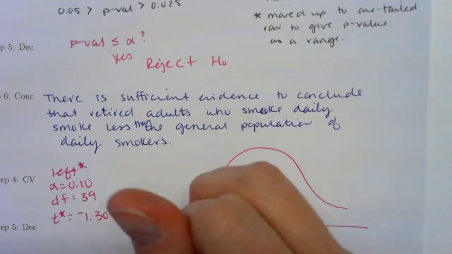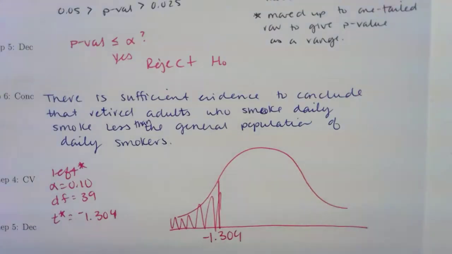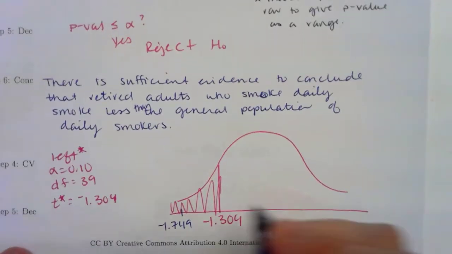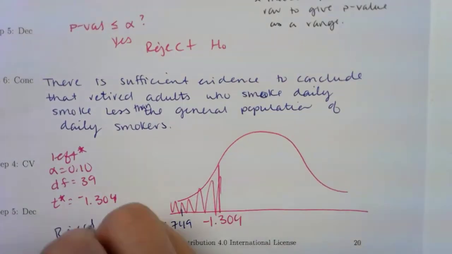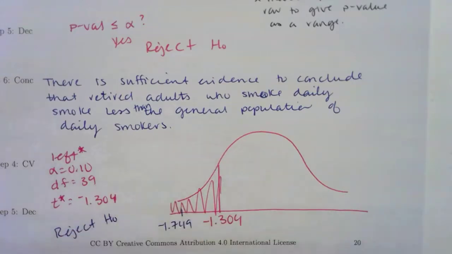And as before, we plot the critical value first, we shade, and then we plot the test statistic. Negative 1.749 is beyond negative 1.304. So as we decided with p-values, we will reject the null. Let's do one more.